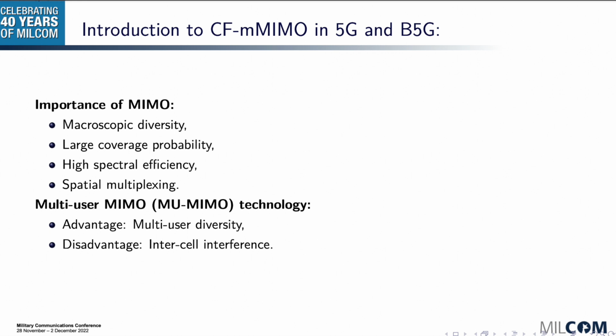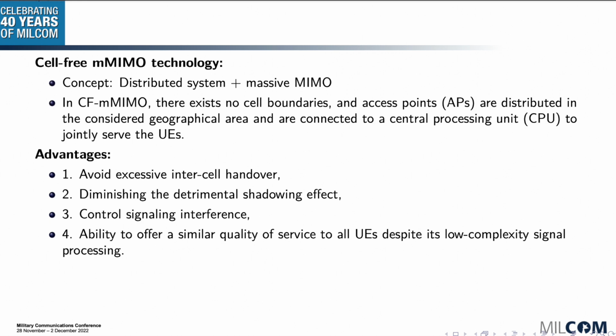In cell-free massive MIMO systems, the number of access points is fairly large. The approximate density is like 1000 per square kilometer. Here, when we consider multi-user MIMO technology, multi-user diversity is an advantage, but there exists inter-cell interference. In order to overcome these difficulties, we go for cell-free massive MIMO technology, which is a combination of distributed systems and massive MIMO. In cell-free massive MIMO, there exist no cell boundaries, and all the access points are distributed in the considered geographical area and are connected to the central processing unit to jointly serve the user equipments.